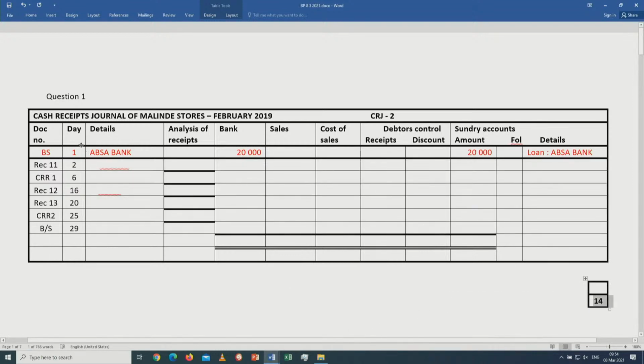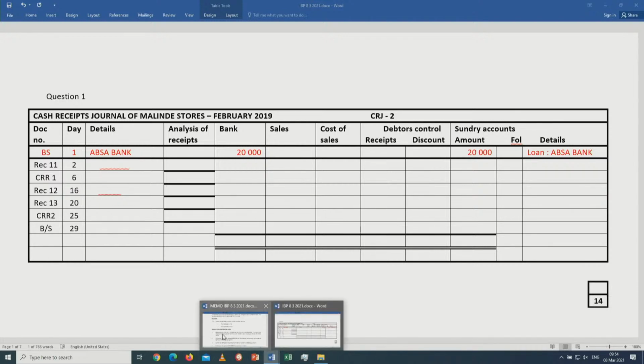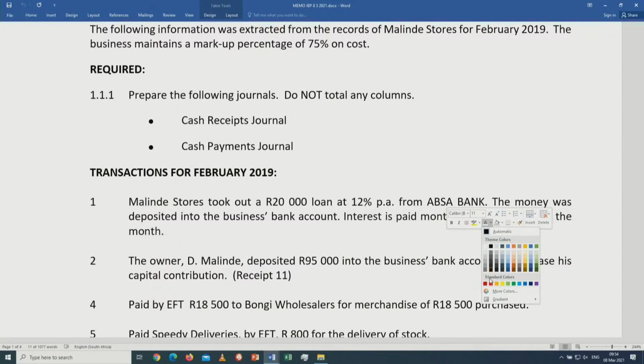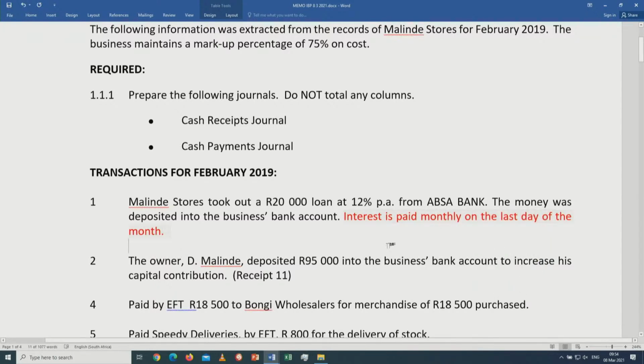All right, then we have the second. We're going back to our question. On the second, remember, this part is still outstanding. The interest is still outstanding because we have not yet arrived at the last day of the month. So bear in mind that on the last day of the month, you have to record this interest.